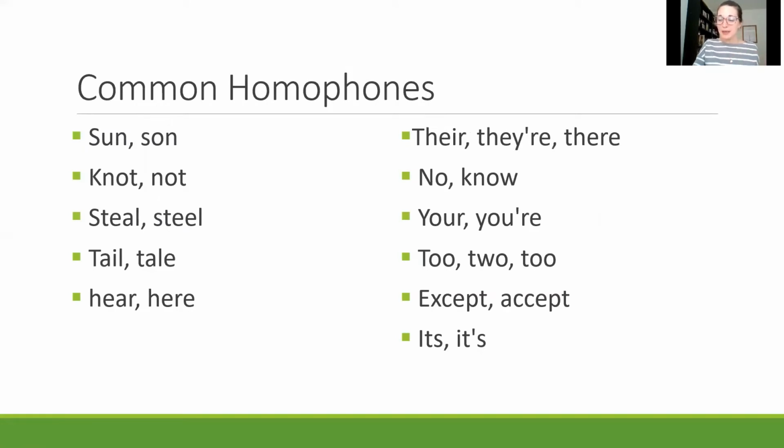So here are some common homophones. We have sun and son, not and knot, steel and steal, tail and tale, here and hear, their, there and they're, no and know, your and you're, two, too and to, except and accept, and it's and its. So with this information, we can see that there are a lot of words in the English language that have the same sound, but they actually do have different meanings and often different spellings.